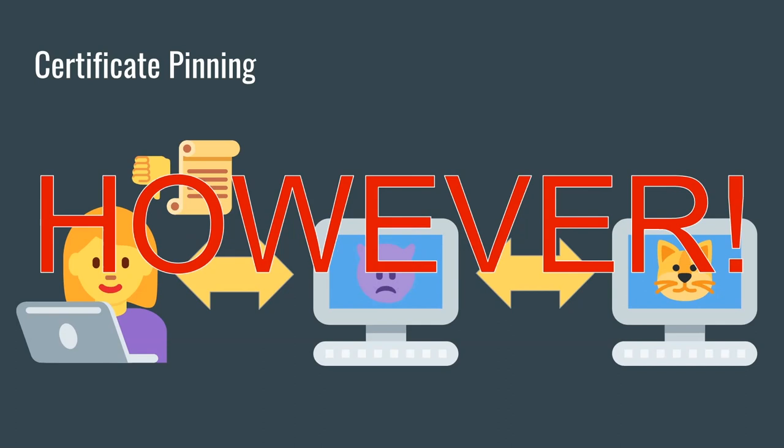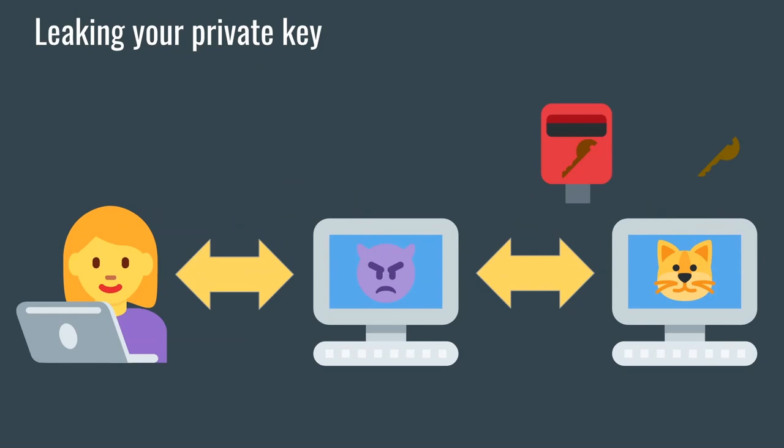So let's say the server accidentally leaks its private key and needs to rotate its certificate. Once it starts handing out that new certificate, clients will start refusing it because they had the old certificate pinned. Honestly, this caused more problems than it helped, and some browsers like Chrome have since deprecated this certificate pinning feature. We'll talk about other ways to mitigate that coming up.